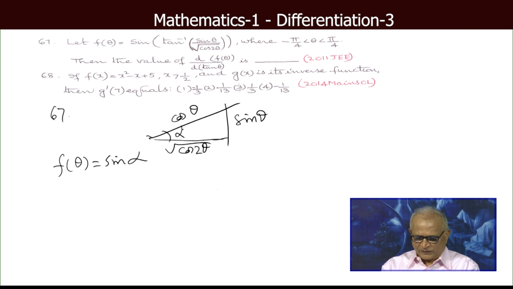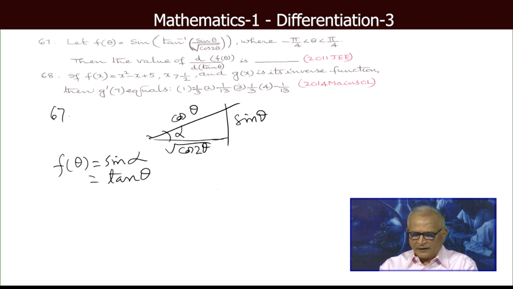So, what is alpha? Tan alpha is sin theta by root cos 2 theta. What is sin alpha? Sin alpha is sin theta by cos theta, that is equal to tan theta. So, f theta is tan theta.